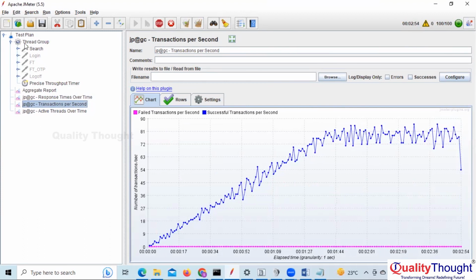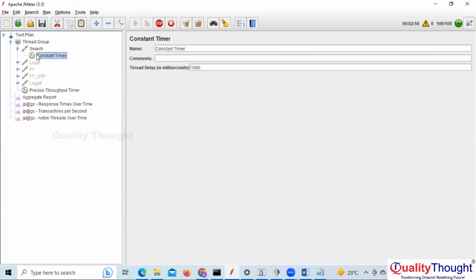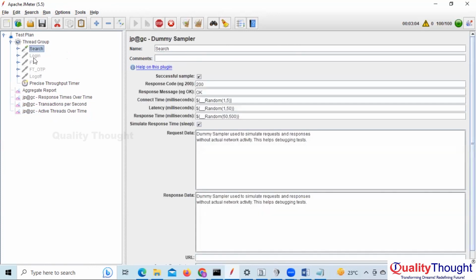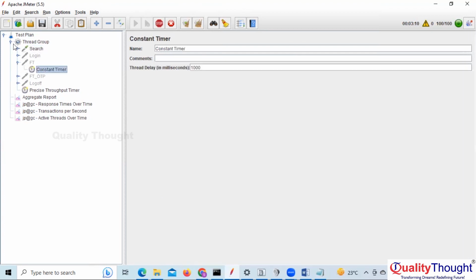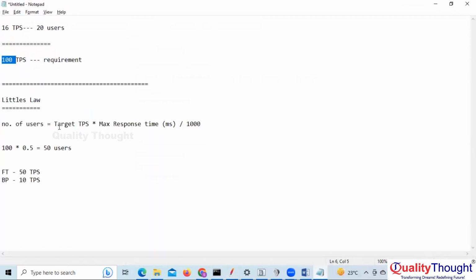So the catch here is the think time. Previously, I did not give this think time. Now I gave this think time. Even in the other scenario, while we are using login, fund transfer, OTP, everywhere I gave think time. But in our formula, how are we calculating? Target TPS into maximum response time divided by 1000.